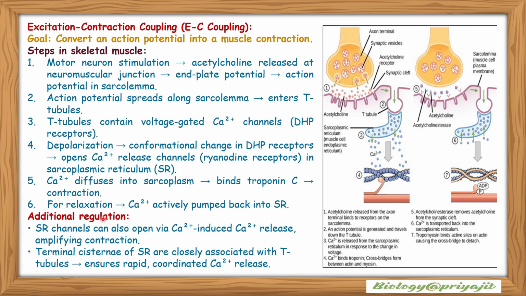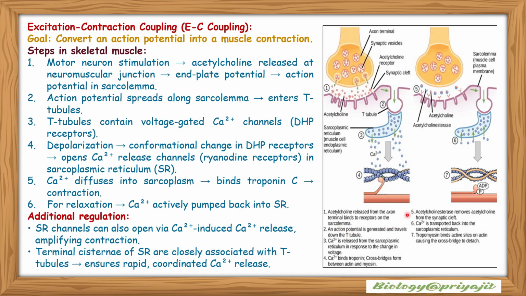For relaxation, calcium 2 plus is actively pumped into the sarcoplasmic reticulum. So what are the additional regulations? SR channels can also open via Ca2 plus induced Ca2 plus release, amplifying contraction. Then the terminal cisternae of the sarcoplasmic reticulum are closely associated with T tubules. It ensures rapid and coordinated calcium 2 plus release.